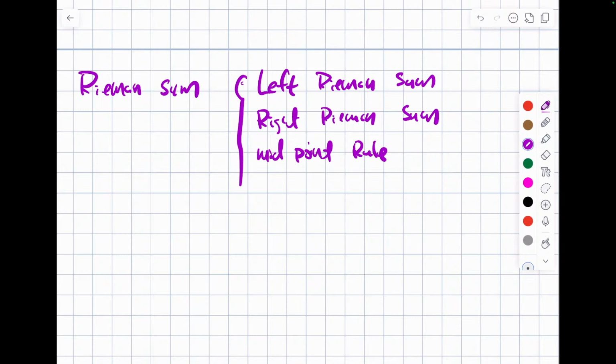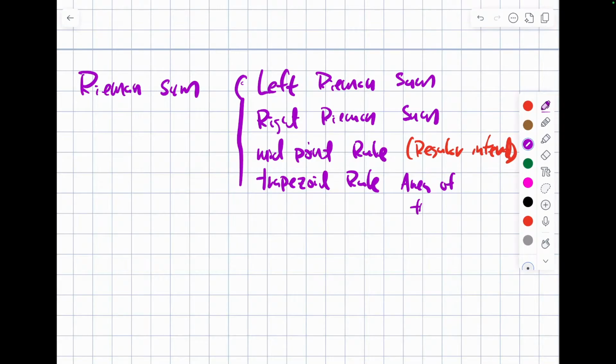Midpoint has to be a regular interval. So this one has to be a regular interval. We're going to talk about what's regular and irregular. And the last one is going to be the trapezoid rule, which is based on the area of the trapezoid: base 1 plus base 2 divided by 2 times the height.